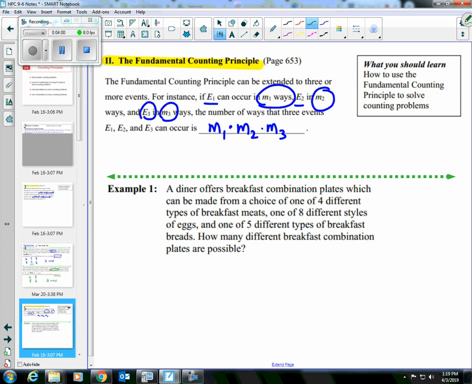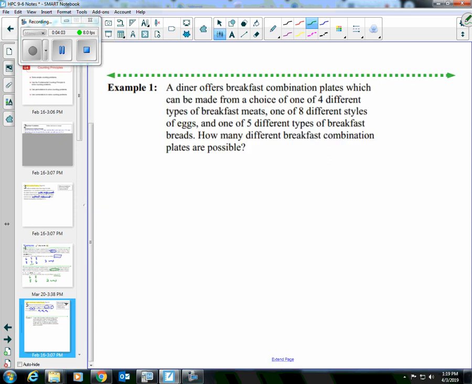So we're going to have some breakfast. Love eating breakfast out. Always a great meal to eat out. So you have a choice of 4 different types of meats, like sausage, bacon, whatever, 8 different styles of eggs, and 5 different types of breads. You're going to make a breakfast sandwich. How many different plates can you make?